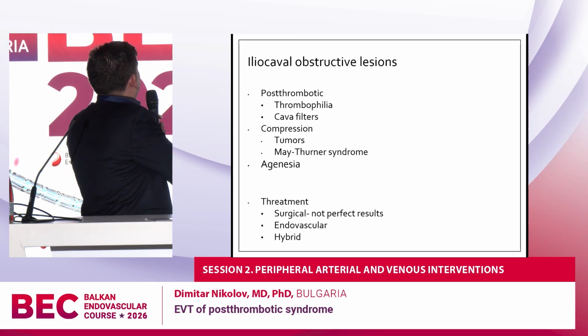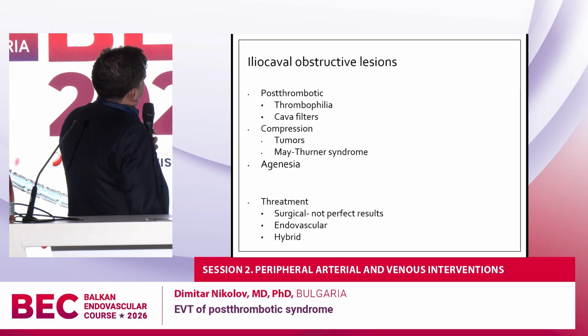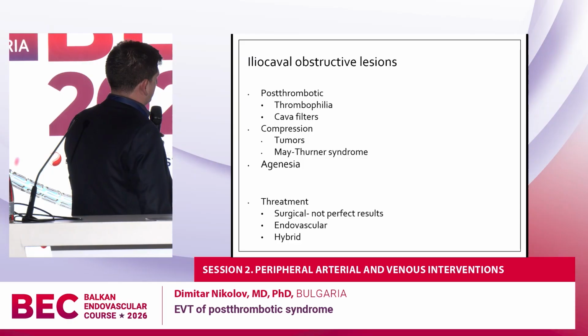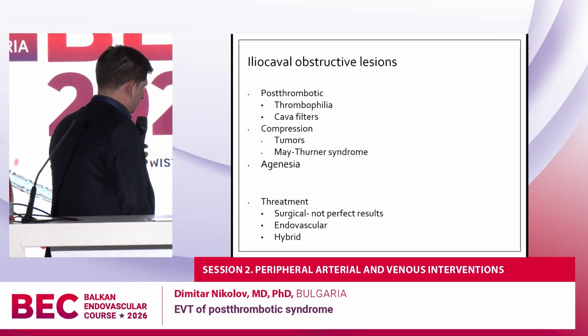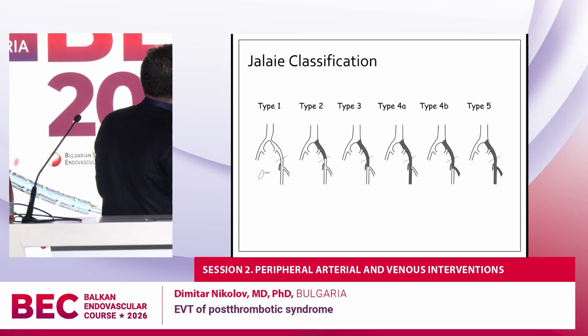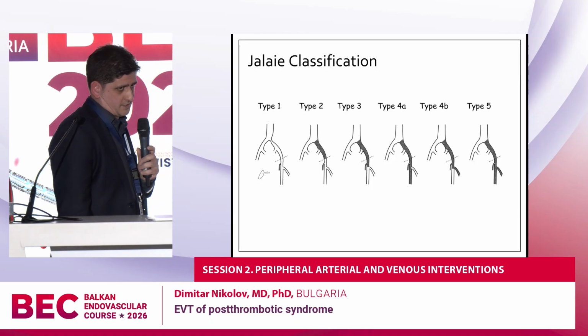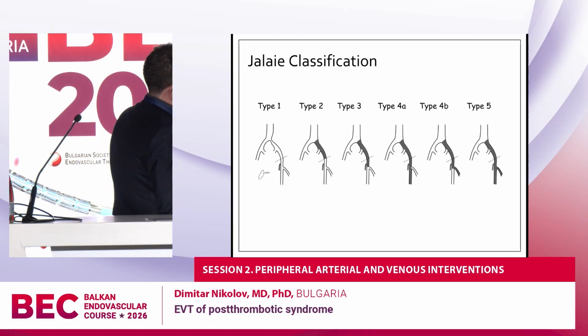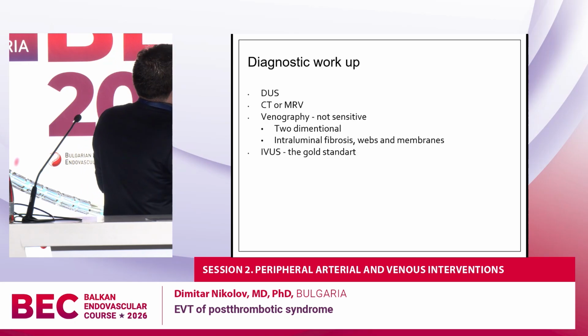So what can cause iliocaval obstructive lesions? Post-thrombotic changes, thrombophilia, cava filters, compression, tumors, or May-Turner syndrome, and agenesis. Treatment can be surgical, with not perfect results, endovascular with good results, and hybrid. This is the Gelari classification. The first three types, especially type 1 and type 2, show really good results after stenting. Type 5 has a really high rethrombosis risk.